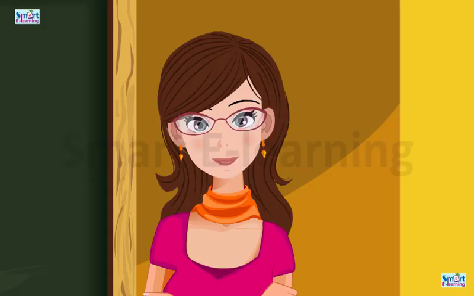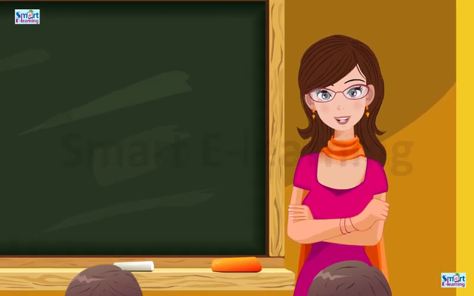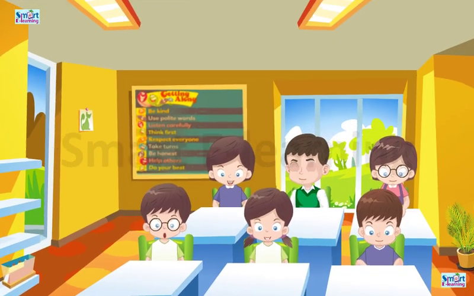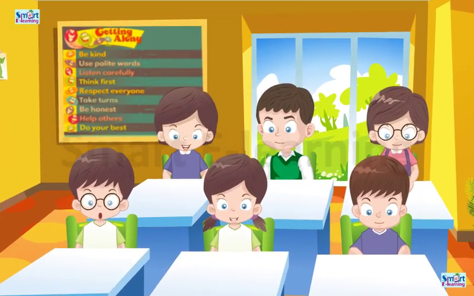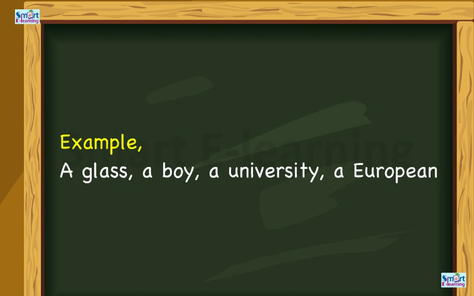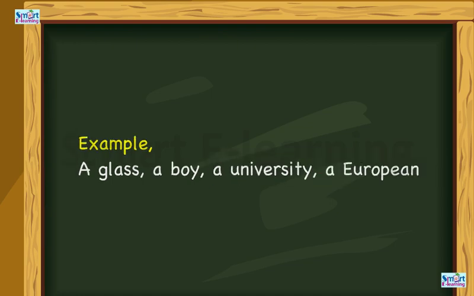A and an are called indefinite articles. The use of a and an is basically related to the sound of pronunciation of words. A is used before such words which begin with a consonant sound, no matter whether their first letter is a vowel or a consonant. Example: a glass, a boy, a university, a European.